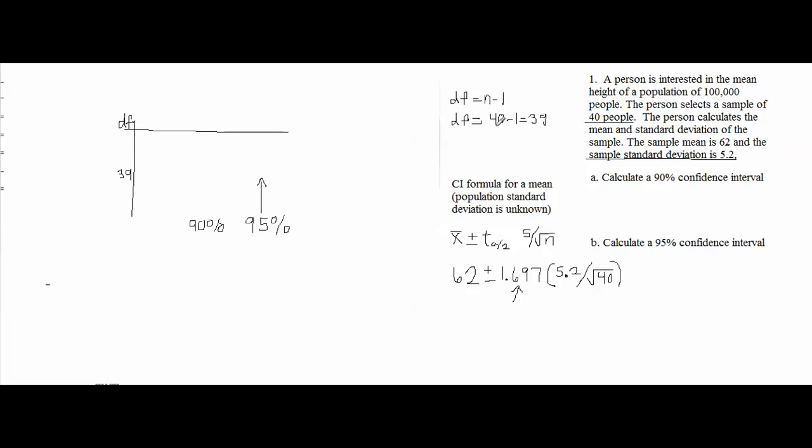So our df would still be 40 minus 1, which is 39. I said we would just go down to the 30th row. But now, if you're creating a 95% confidence interval, you would use this column right here that says 95%.